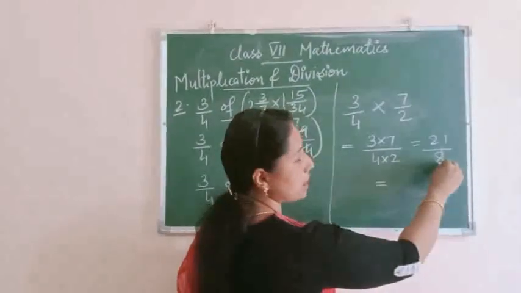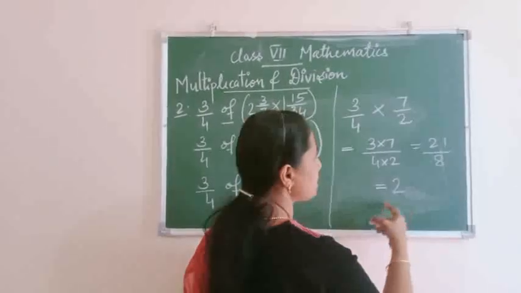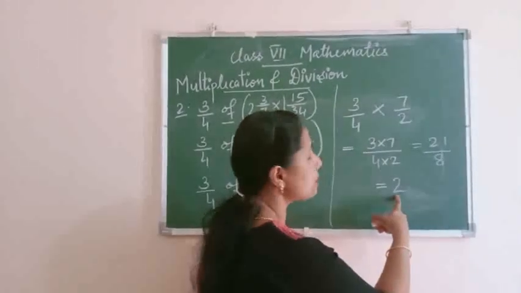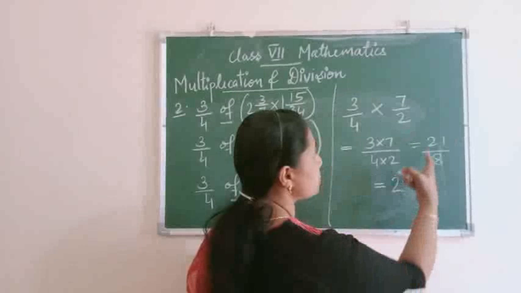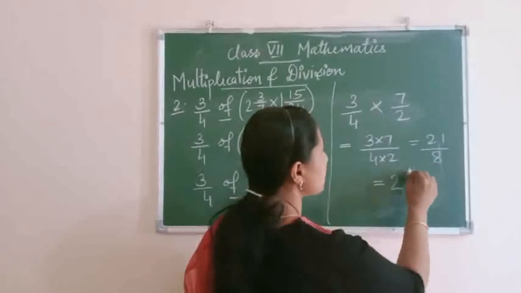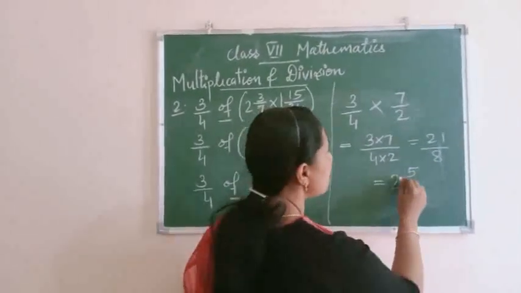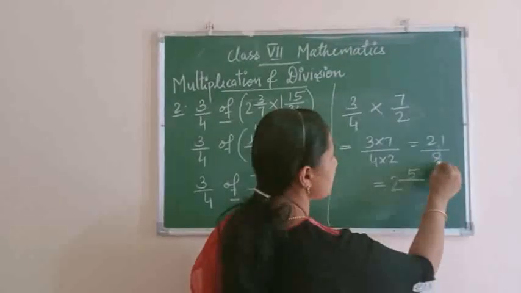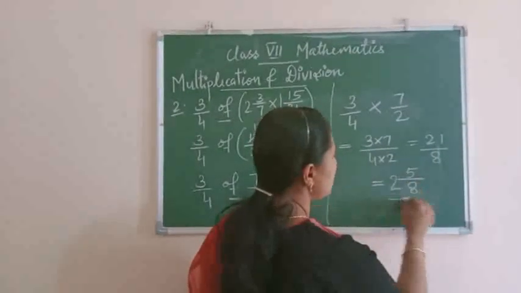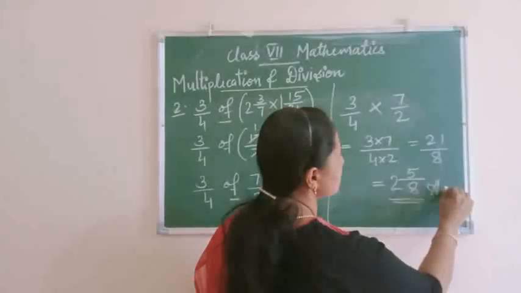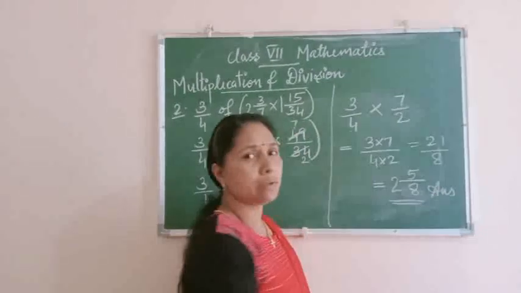21 divided by 8. 8 2s are 16. The quotient you take as the integer, and the remainder, 21 minus 16, 5 will come. Remainder will come as the numerator, and the denominator will be the same. Here 8, here also 8. So the answer of this question is 2 5 upon 8.